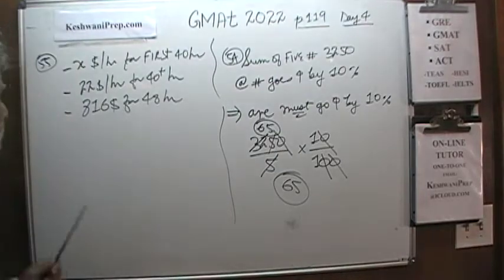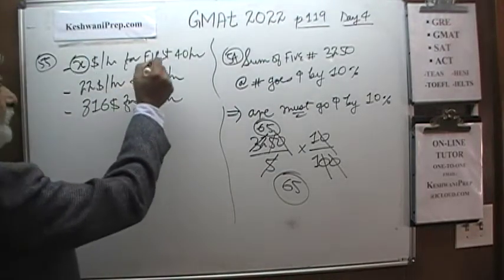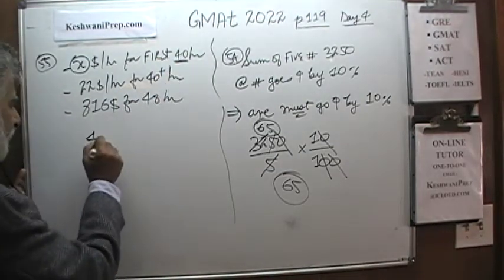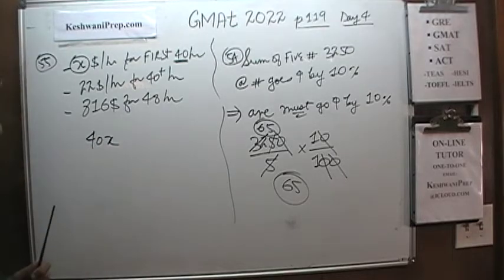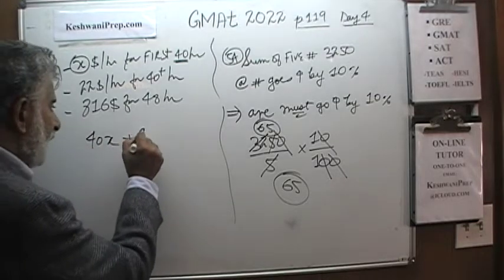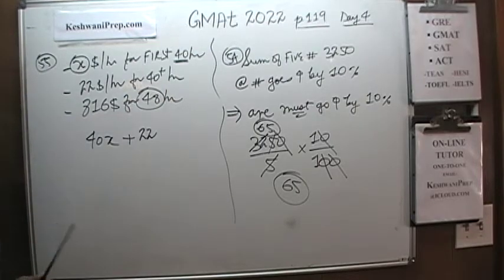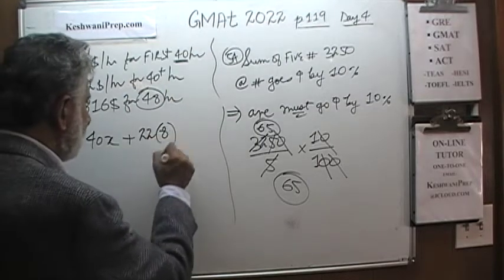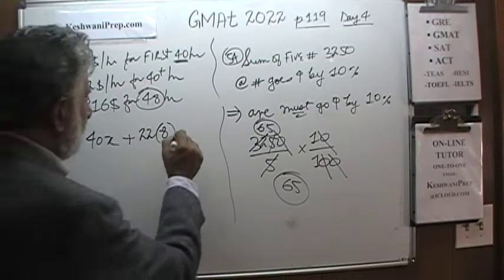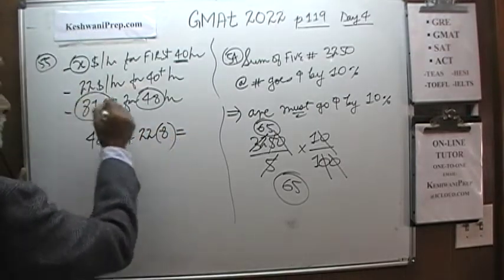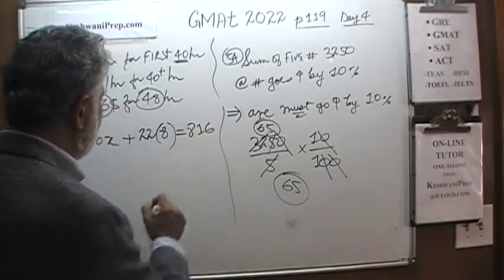Well, let's find out, shall we? We're making X dollars for the first 40 hours, so that's just 40 times X. That's how much we're going to make for 40 hours. Anything above that, we're going to make $22. And we are told that we have worked 48 hours. So we have worked 8 more hours. And that amount has to equal the total amount we have been paid, $816. There we go.